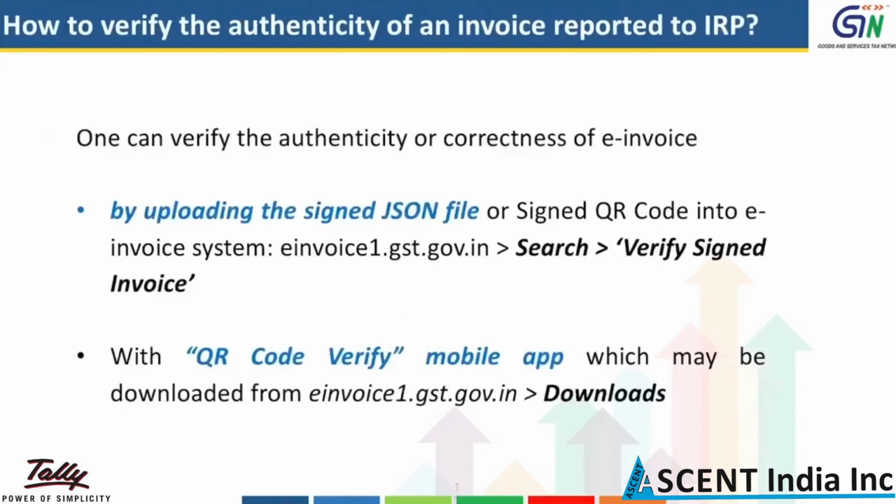How to verify the authenticity of an invoice? That is, whether it is duly reported to IRP? One can verify the authenticity by uploading the signed JSON file or signed QR code on the e-invoice portal. Please go to the Verify Signed Invoice link under Search tab. You can also verify the QR code using a mobile app which is downloadable from the Downloads section on the e-invoice portal.